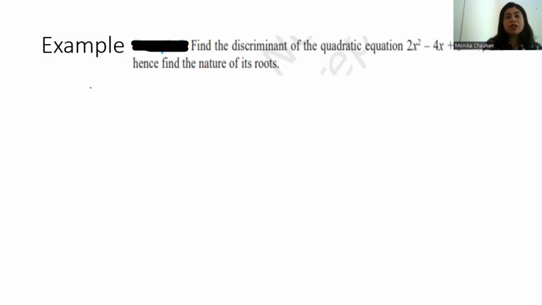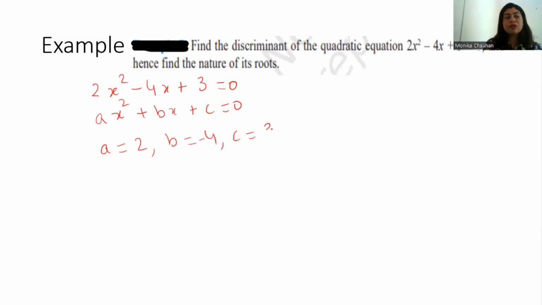So first, one of the equations we have is 2x square minus 4x plus 3 is equal to 0. First thing, you have to write your standard quadratic equation. So A is equal to 2, B is equal to minus 4, and C is equal to 3. All the time you have to compare. When you compare, then only you can write your discriminant. What is the discriminant? It is B square minus 4AC. B is minus 4, A is 2, and C is 3.